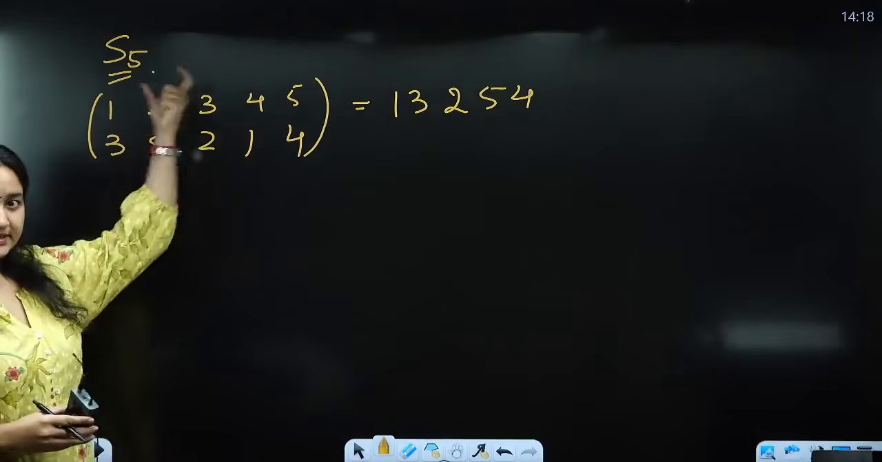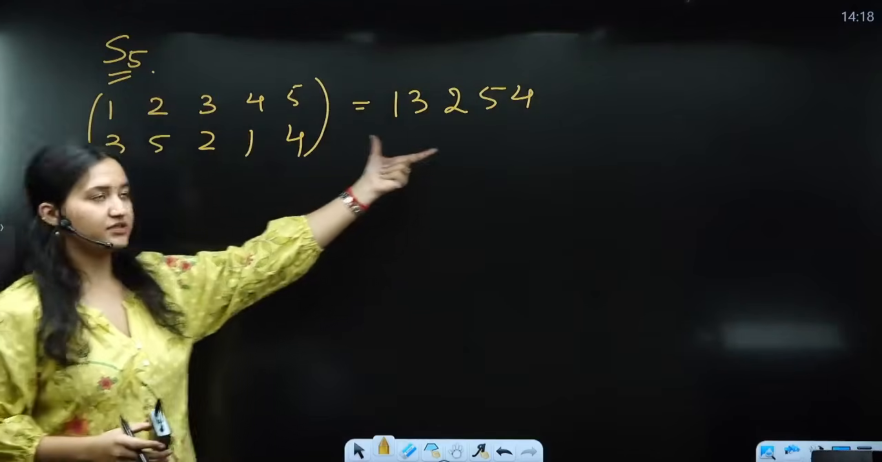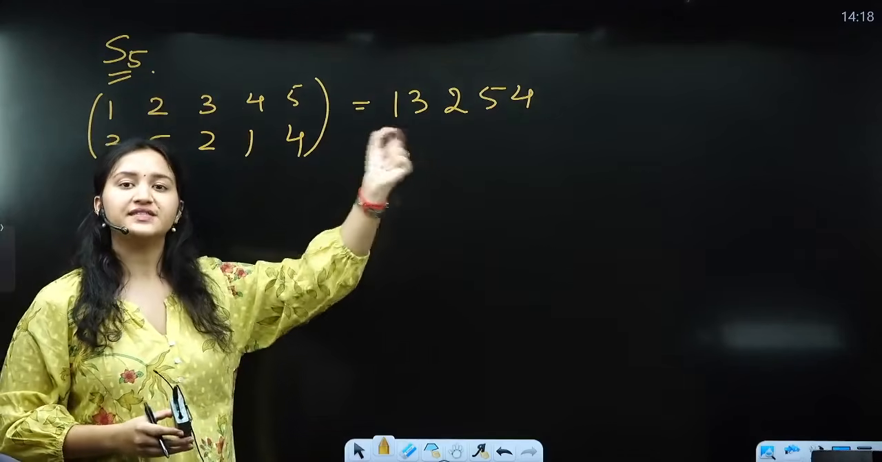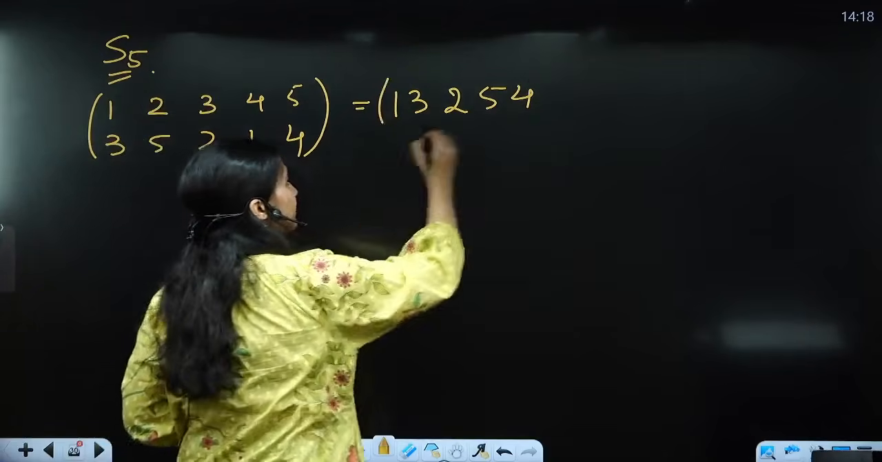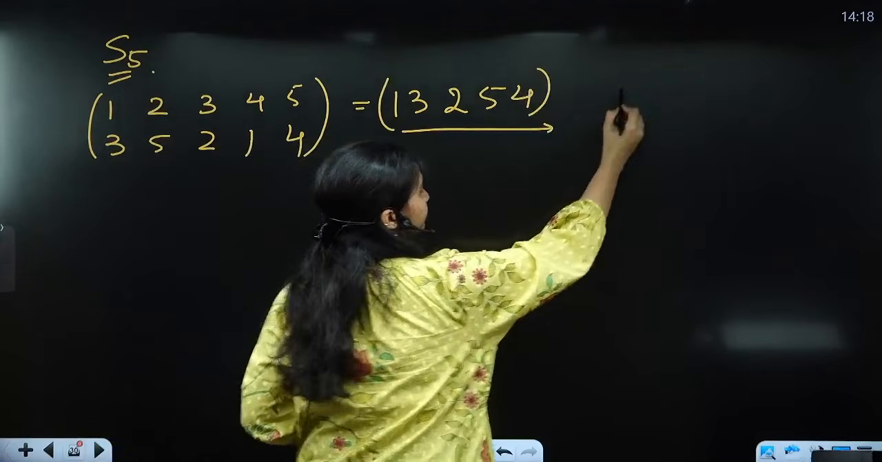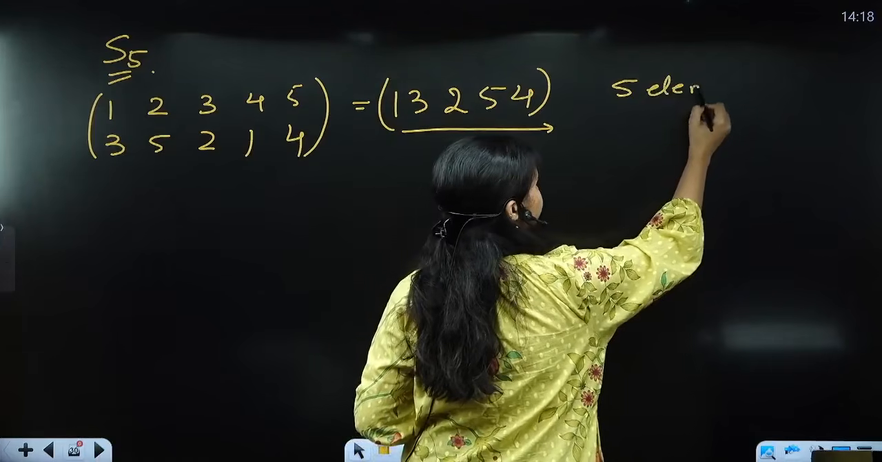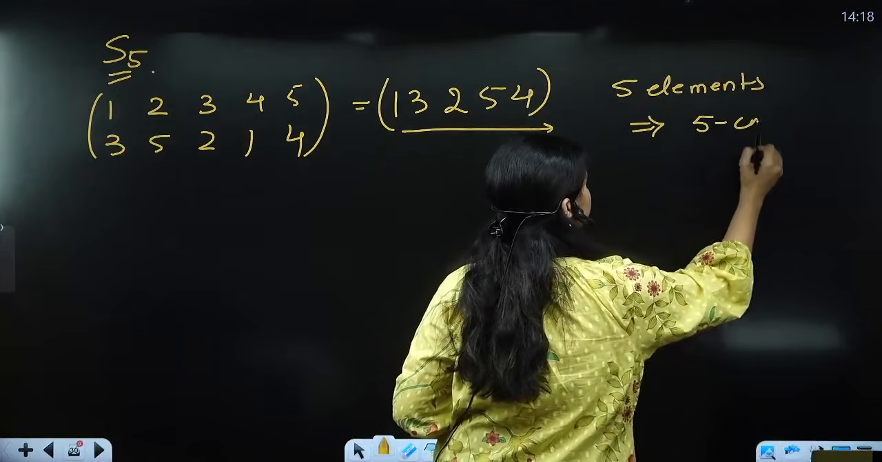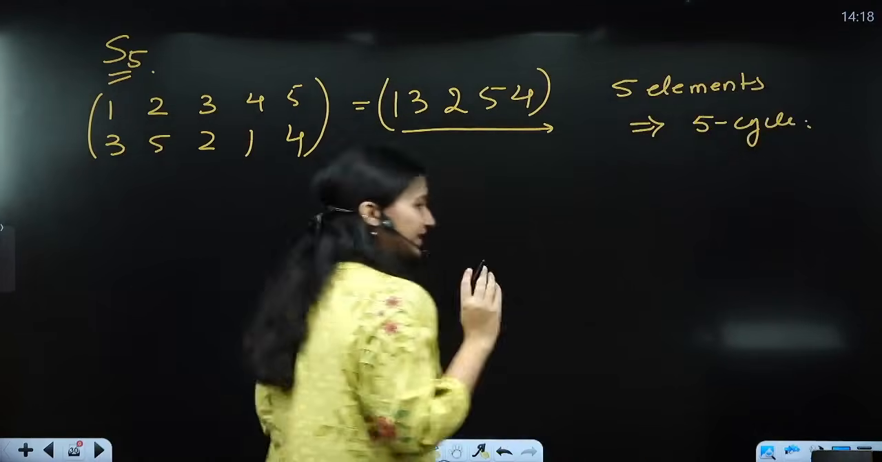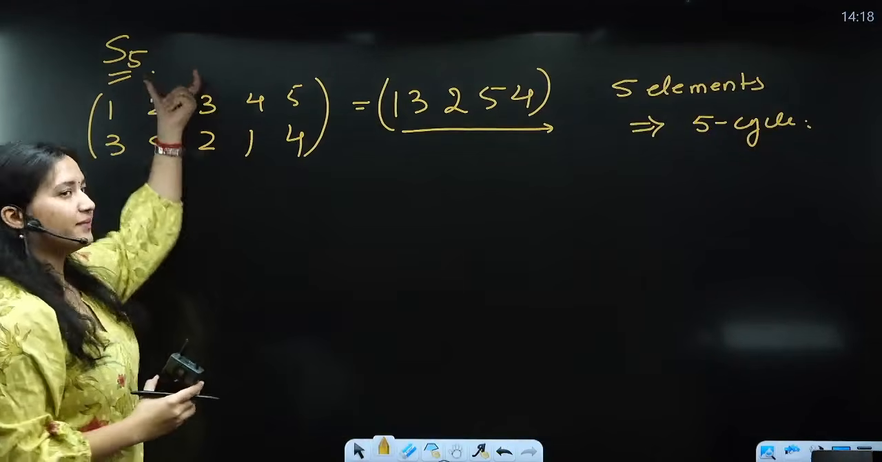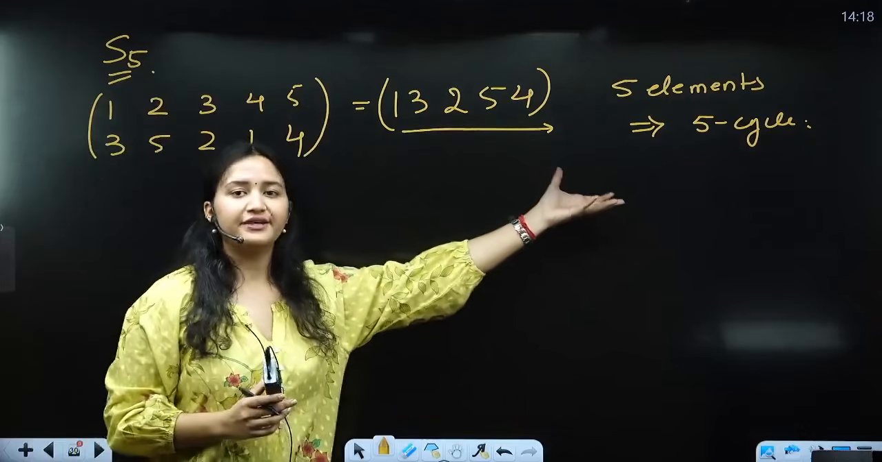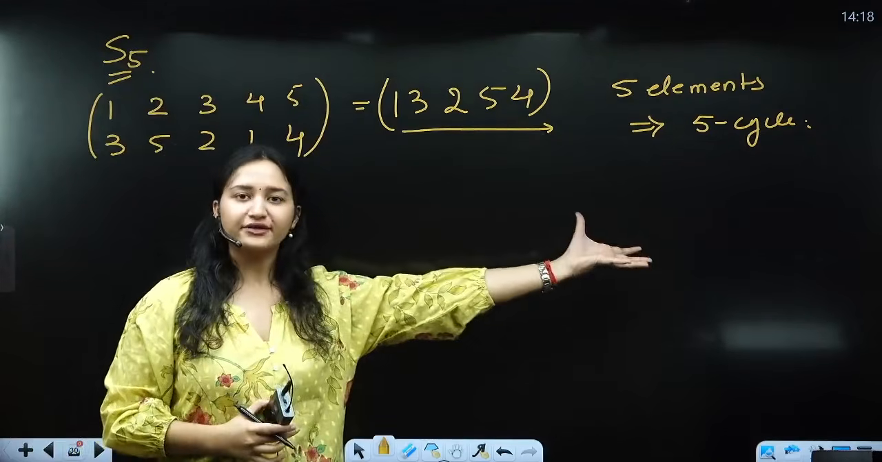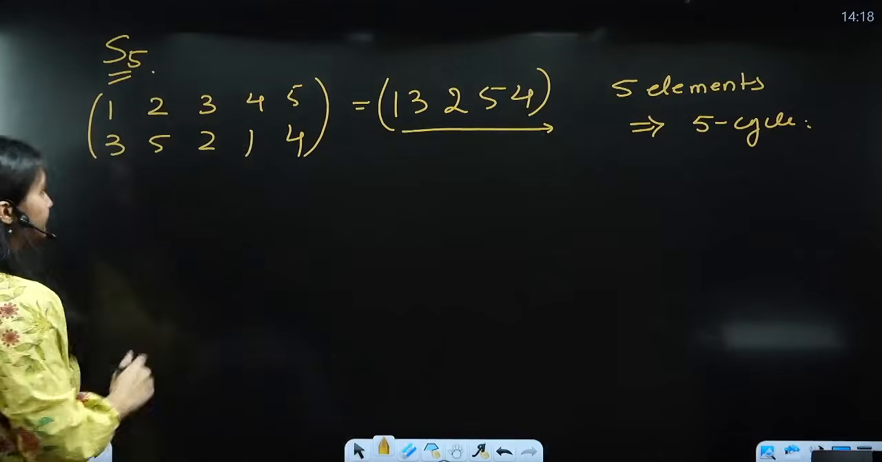We can represent this permutation in this form, which is known as a 5 cycle. Why? Because there are 5 elements in it. So 5 elements implies it is a 5 cycle. But you might be thinking that if you are taking an element from S5, it is always going to have 5 elements. Then what is the point of calling it a 5 cycle? Take an example for that.